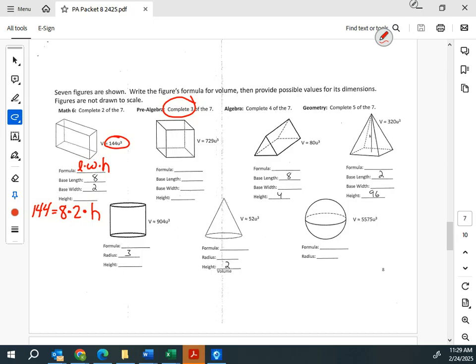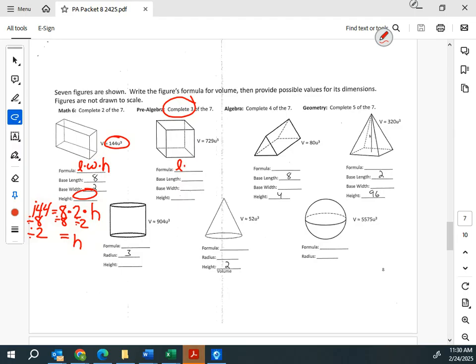Opposite operations. So if I'm multiplying on this side and I want to move the 8 and the 2 over to the other side, I need to divide each side by 8, divide each side by 2, and then I'm left with just the height equals. So 144 divided by 8 divided by 2. Whatever that equals is our height. So we use that opposite operations on this page.